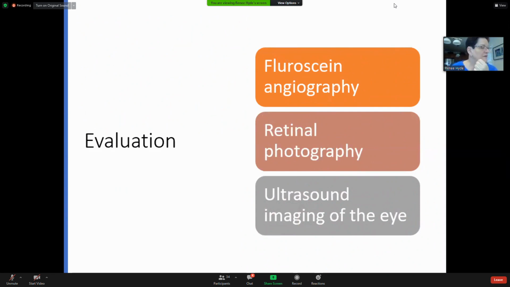Now, how do we evaluate these patients? Very similar to most eye exams with the retinal photography and the visual acuity test. Additional tests that we will do with these patients are fluorescein angiography. And that's sort of like an angiogram using fluorescein as a contrast material to look at blood vessel stability and growth in the back of that eye. And they may also do ultrasounds as well.